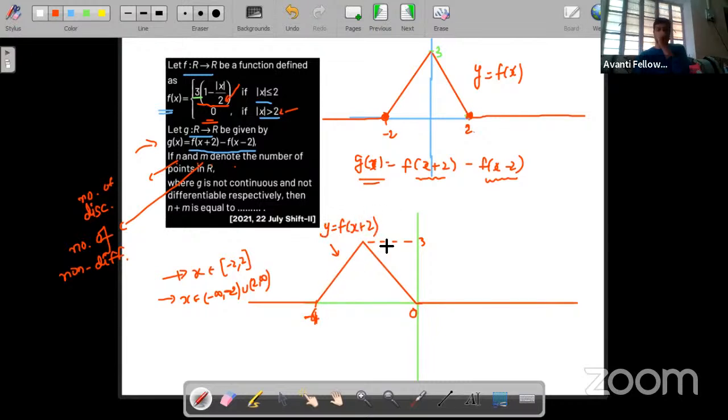Now what we will do, we will draw the graph of minus f(x) minus 2. Means first we will draw f(x) minus 2, then we'll take reflection with respect to the x-axis. So f(x) minus 2 means now f(x) will be moved towards the positive x-axis by 2 units horizontally, right? So what will be the graph? I'll use yellow color now.